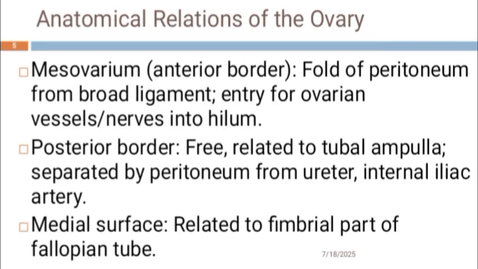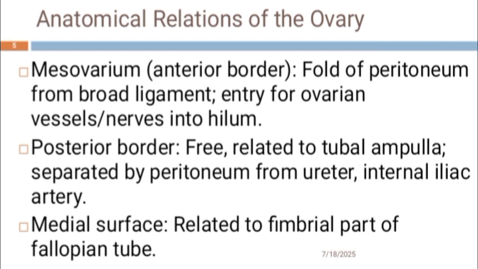Let's now explore the anatomical relations. The ovary's relations are essential for understanding its surgical and clinical significance. Starting with the mesovarian, or anterior border, this fold of peritoneum from the posterior leaf of the broad ligament attaches to the ovary, serving as the entry point for ovarian vessels and nerves into the hilum.